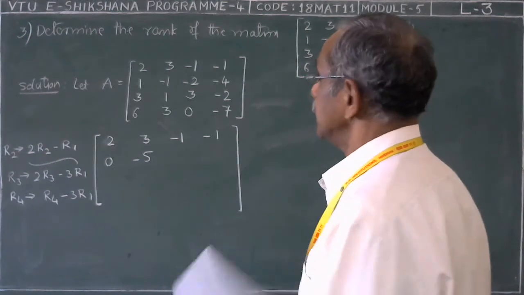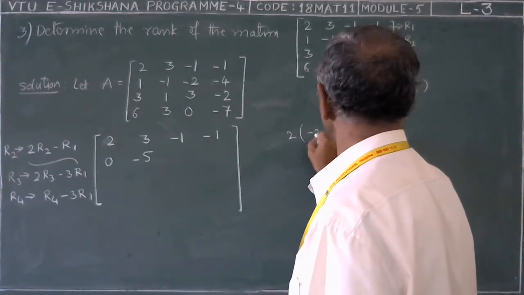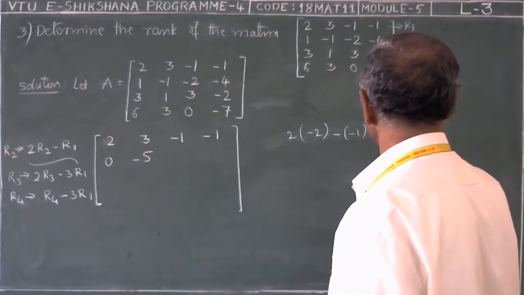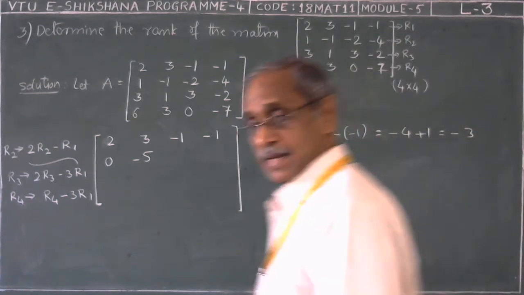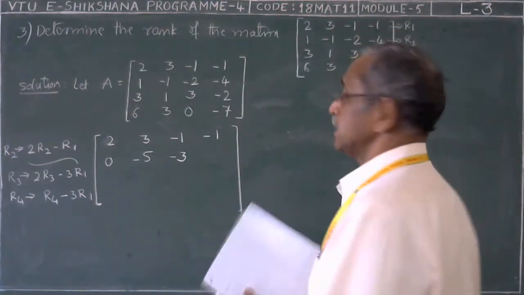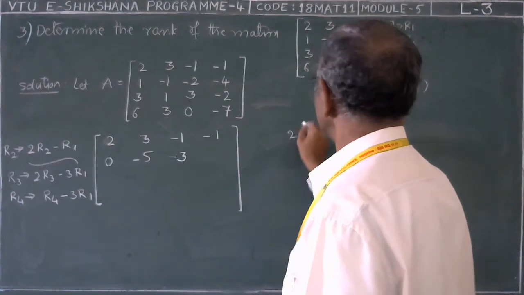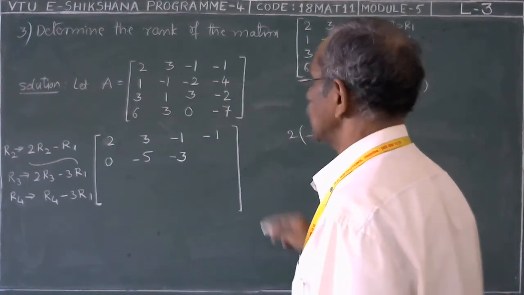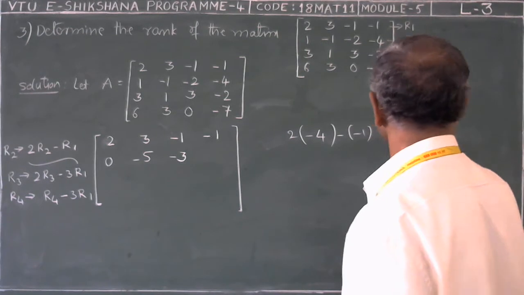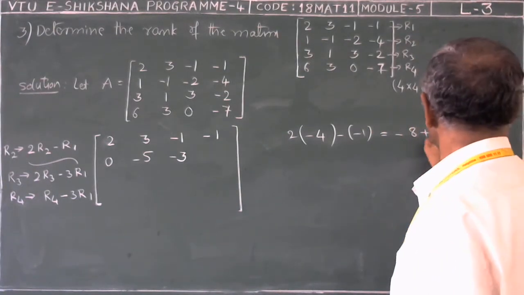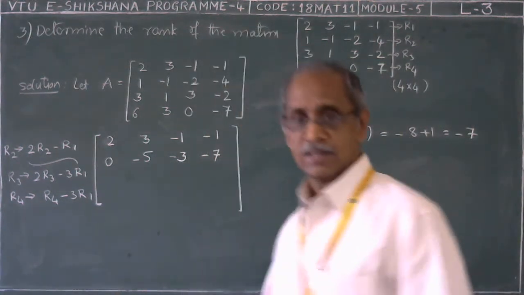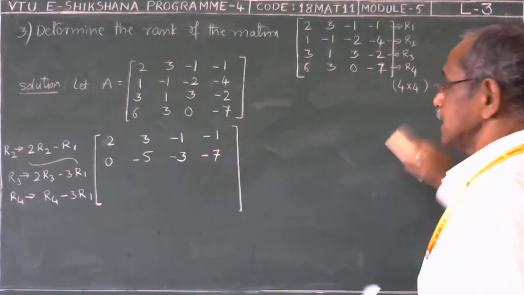Then the next one is 2R2, that is 2 into minus 2, minus R1, so minus 5. So this is minus 4 plus 1, which is minus 3. The next: 2 into minus 4 is minus 8, minus R1, minus 5 gives minus 8 plus 5, which is minus 7. So this element is minus 7. Like that, you can make changes in the other rows also.